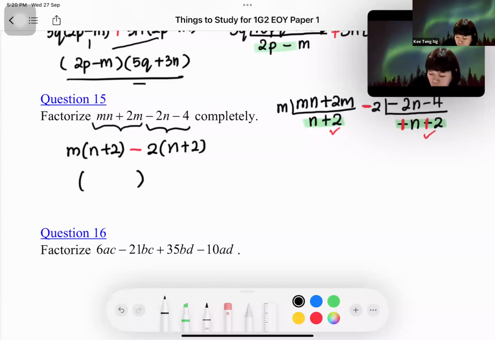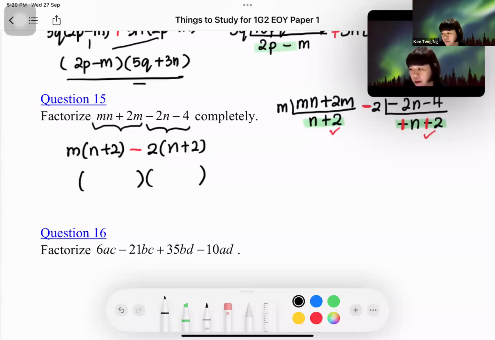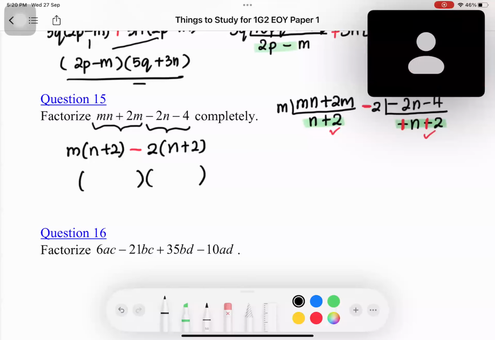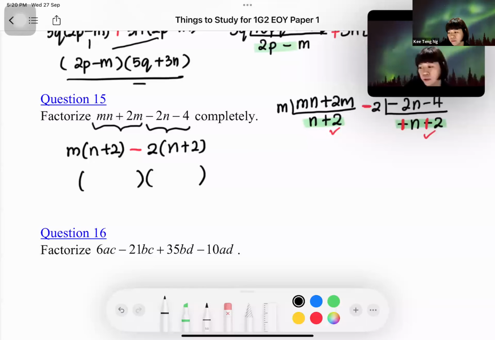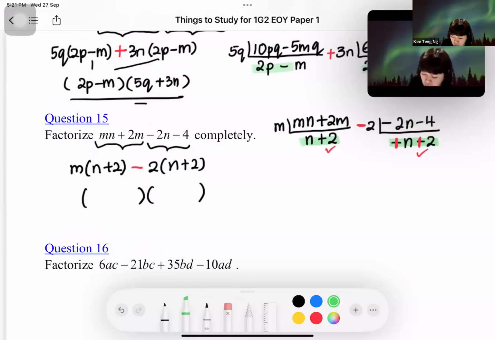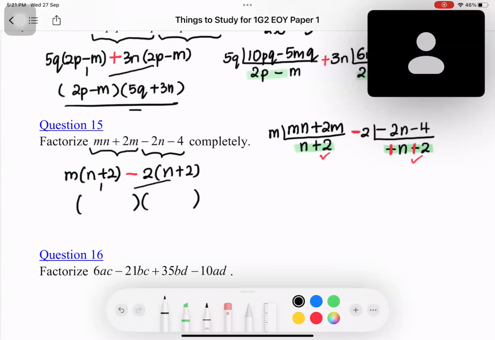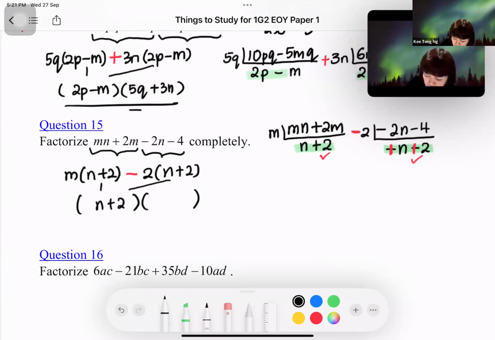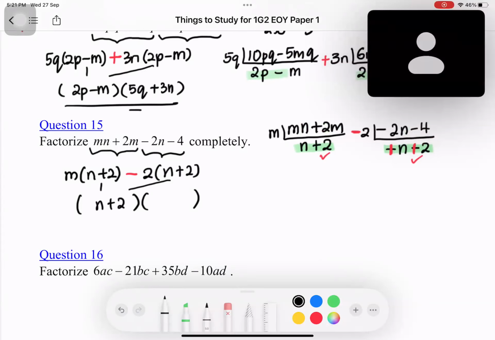Next, I want to put this into brackets already. Can you tell me what is in the bracket? What is the one that is repeated? n plus 2. Yes, n plus 2. And the other one is m minus 2.